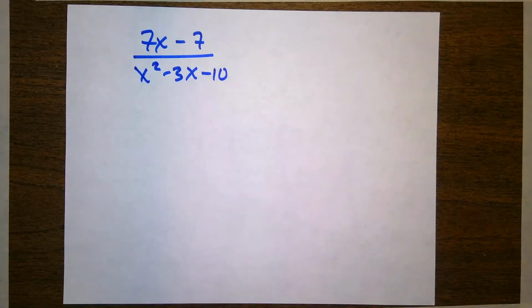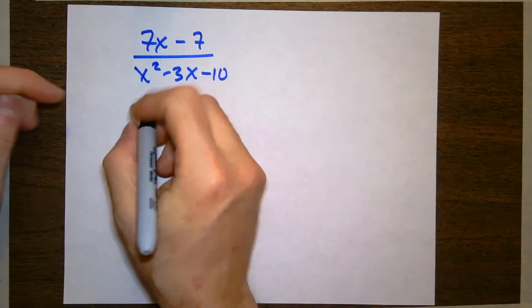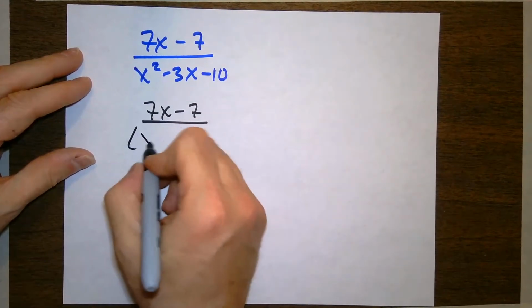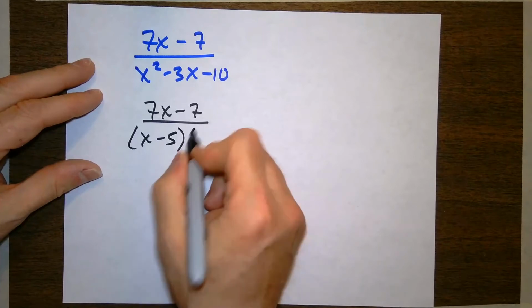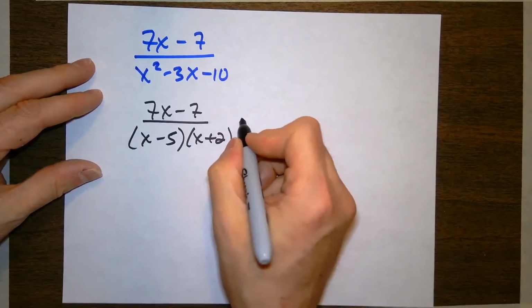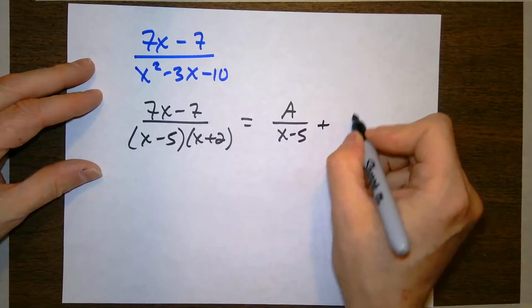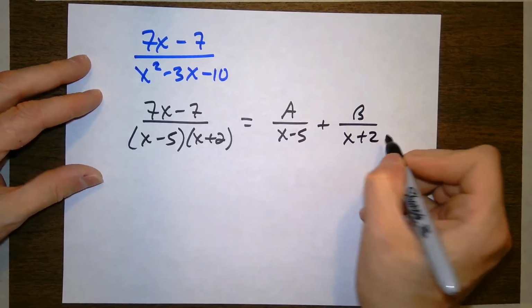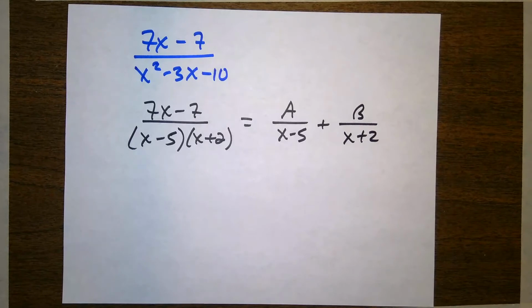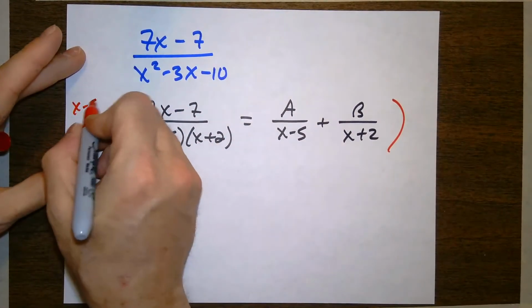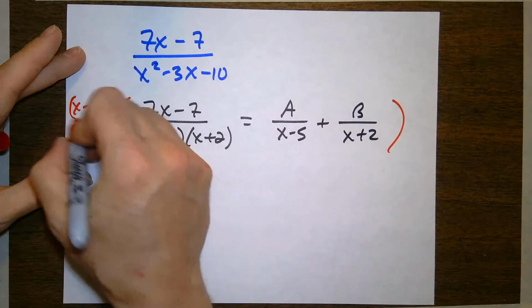Well, I still have to factor and deal with the factoring here. So it's going to be 7x minus 7 over, this factors nicely to x minus 5 times x plus 2. So it's going to break down to something over x minus 5 plus something else over x plus 2. This other method starts the same way, and indeed the next step is going to be the same as well. I'm going to get rid of all of the denominators by multiplying the whole thing by x minus 5 and x plus 2.